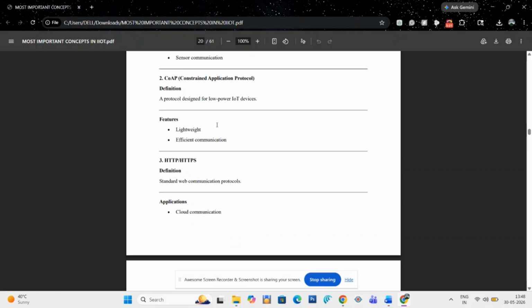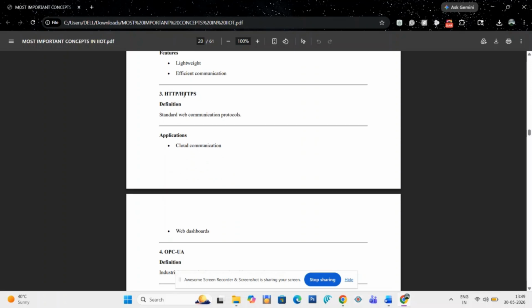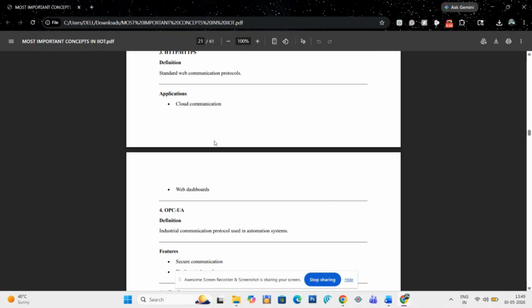And the second is CoAP. What is CoAP? Constrained Application Protocol. It is designed for low power IoT devices, and it is lightweight and efficient for communication. The third one is HTTP and HTTPS, Hypertext Transfer Protocol and secure Hypertext Transfer Protocol. They are standard web communication protocols used in cloud communication and web dashboards.